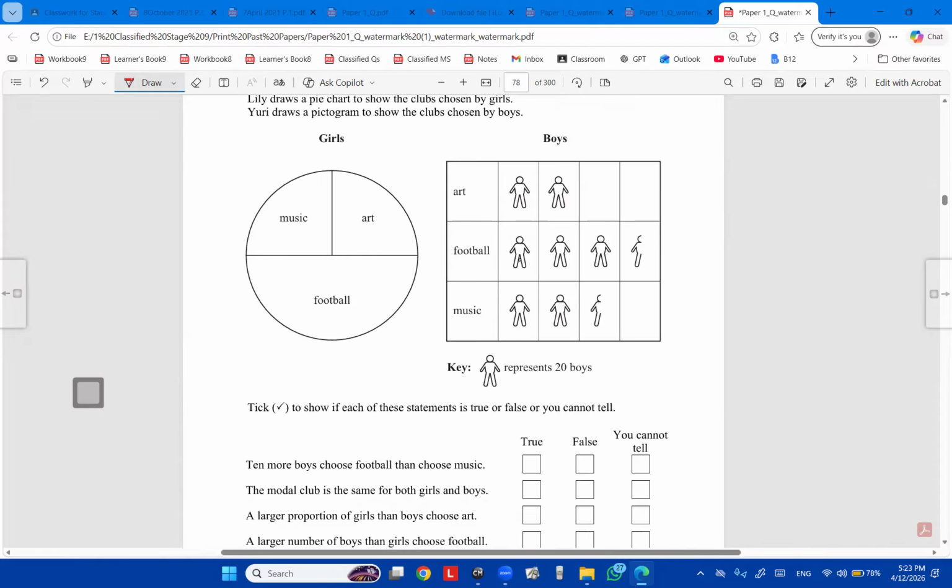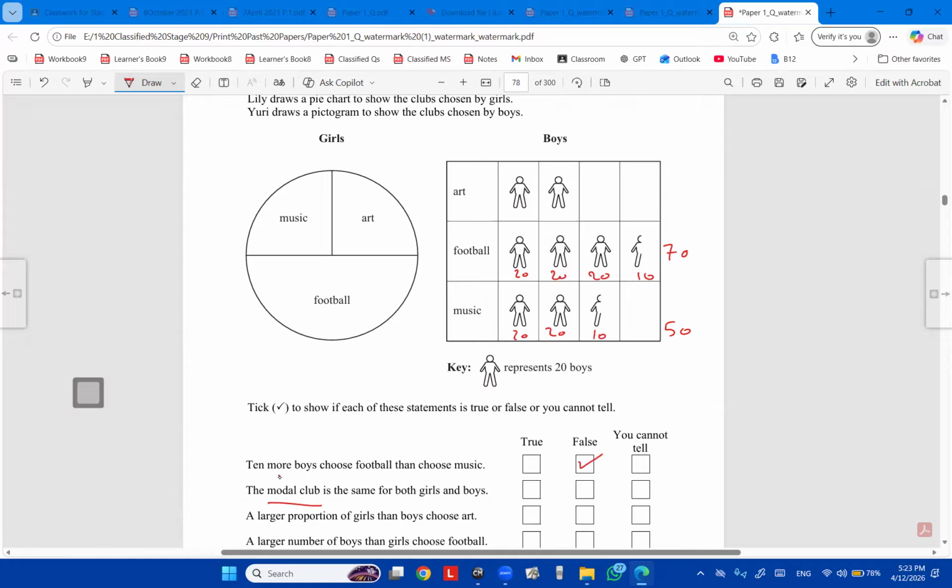Well, for the number of football, the key here says that one represents 20. So here I got 20, then another 20, then another 20, and then this is 10, which adds up to 70 students. While for music, here I got 20, 20, which is 40, then 10, which gives you 50. So they're saying 10 more boys choose football. No, it is actually 20 more boys choose football than music. So this is false.